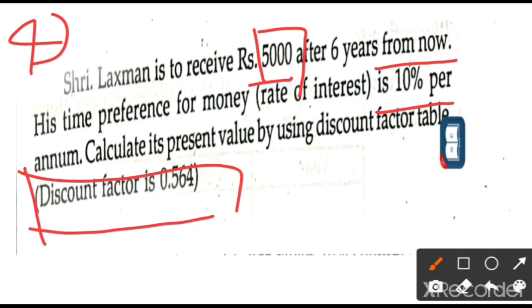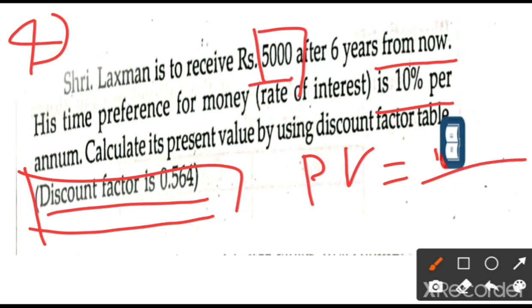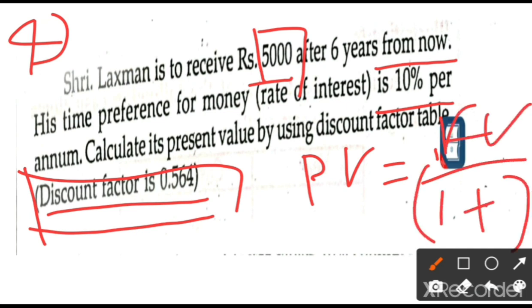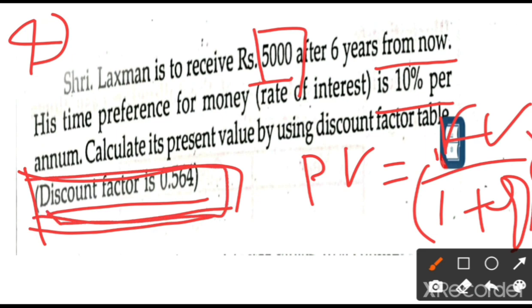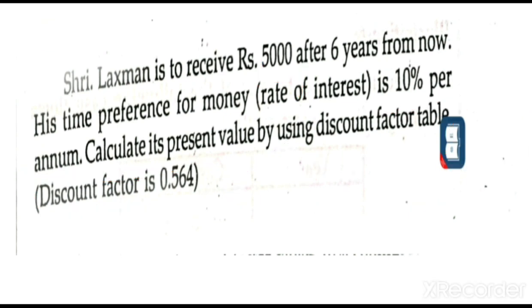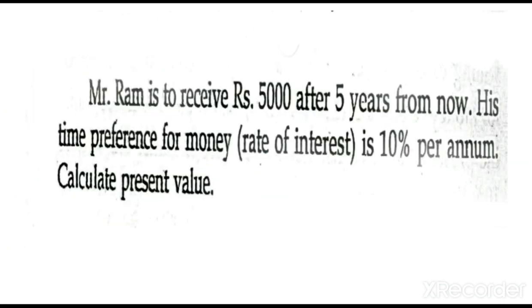Dear students, if they are given the discount factor, there is no need to use the formula present value equals future value divided by 1 plus r. Why? Because they are given the discounting factor rate. If they are given the discounting factor rate and cash inflows, then finally we get the present value. Is it clear? I already gave this formula in the previous class also.